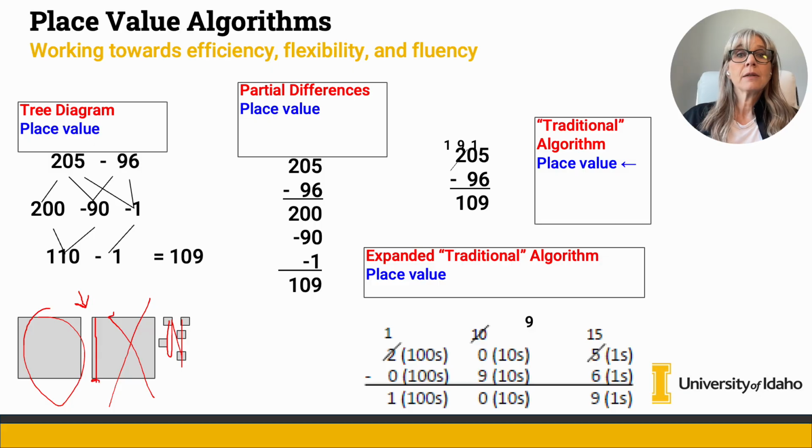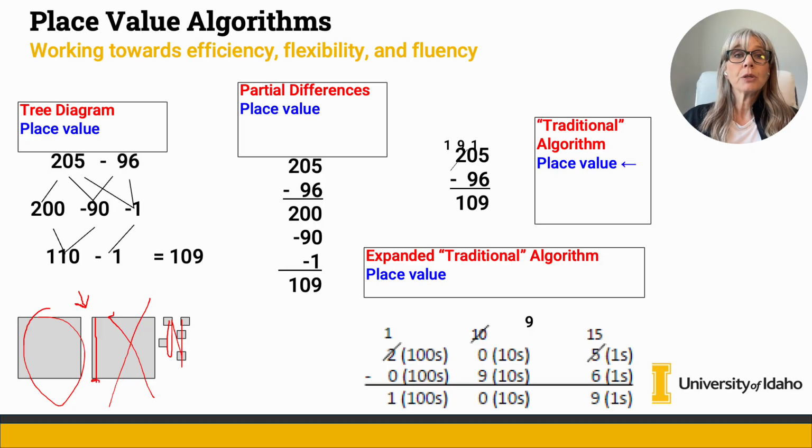Partial differences is a different way of setting up the same thing and is commonly used in many other countries. Again, we can think of the minus 90 and minus 1 as negatives, or I still need to take this away. By starting with the largest place value, we can take away 90 from 200 to get 110, and then take away 1 to get to 109. The traditional algorithm is more compact.